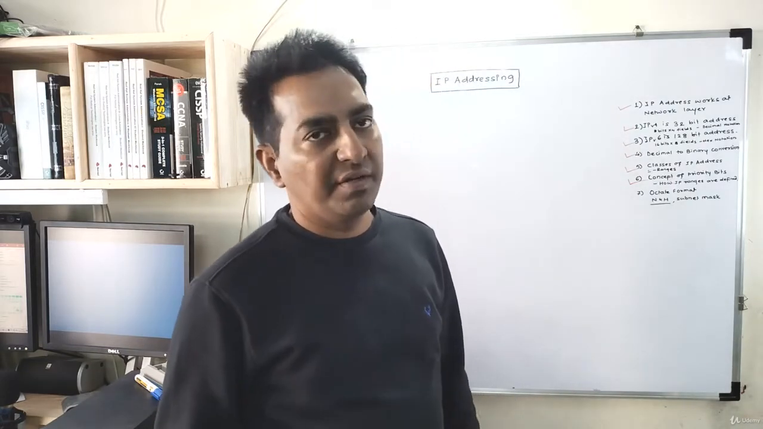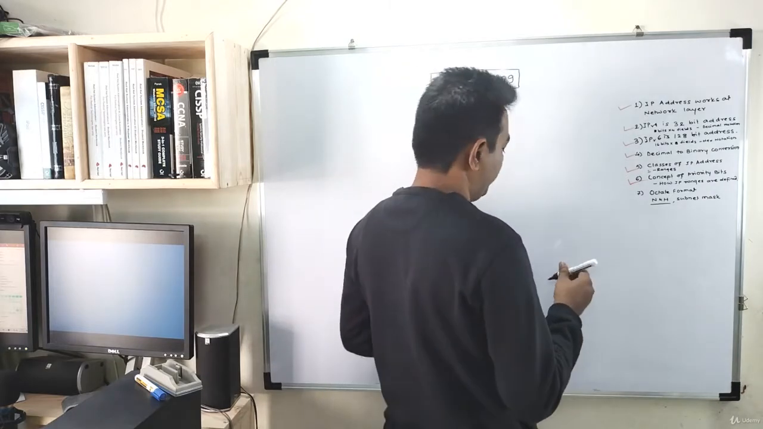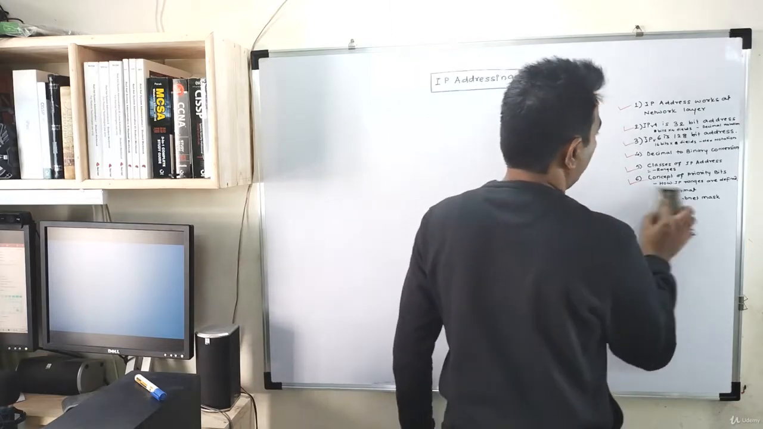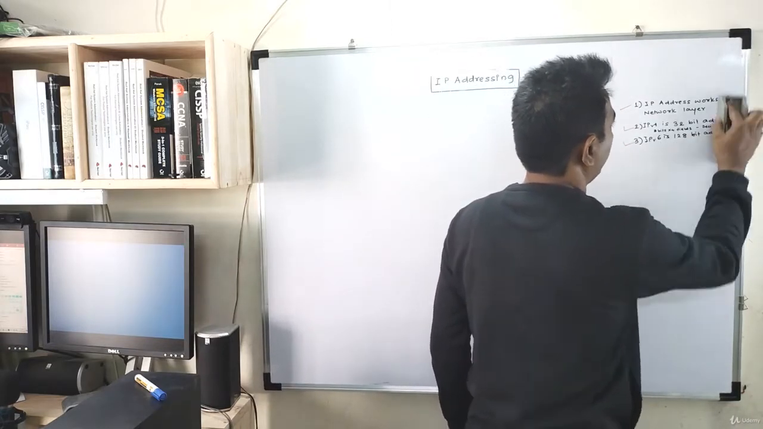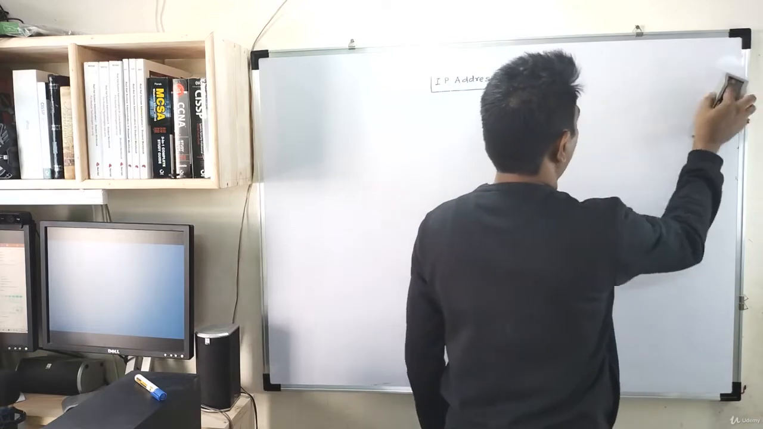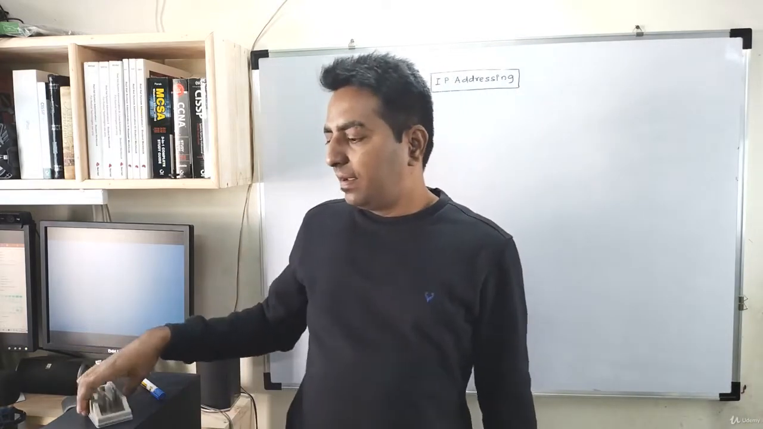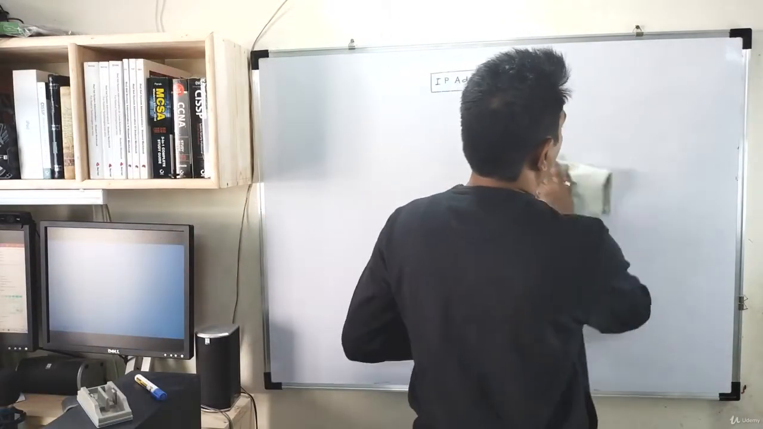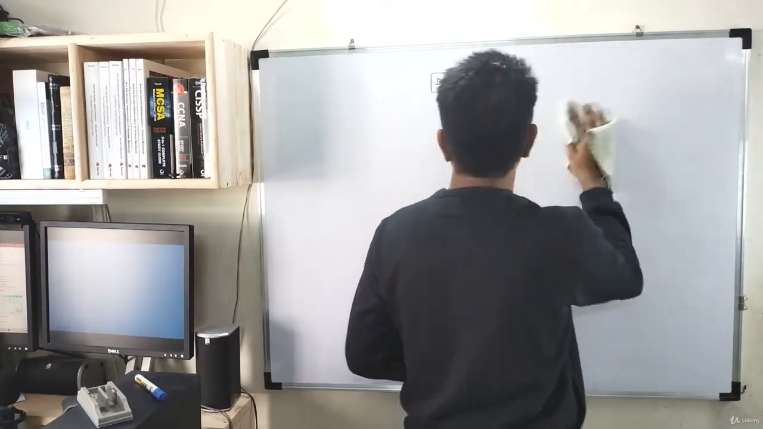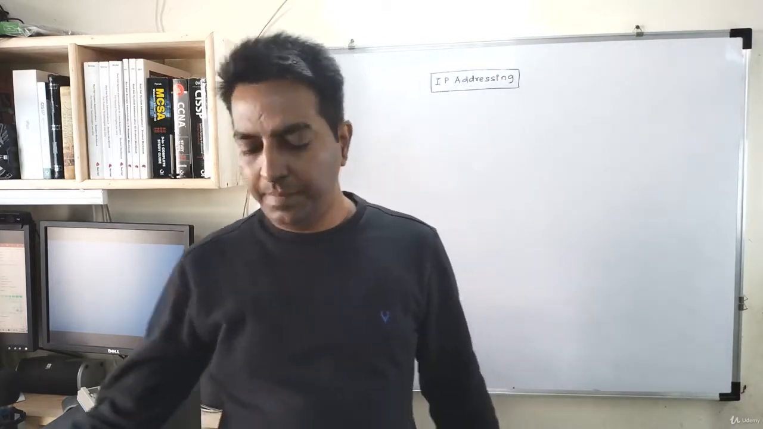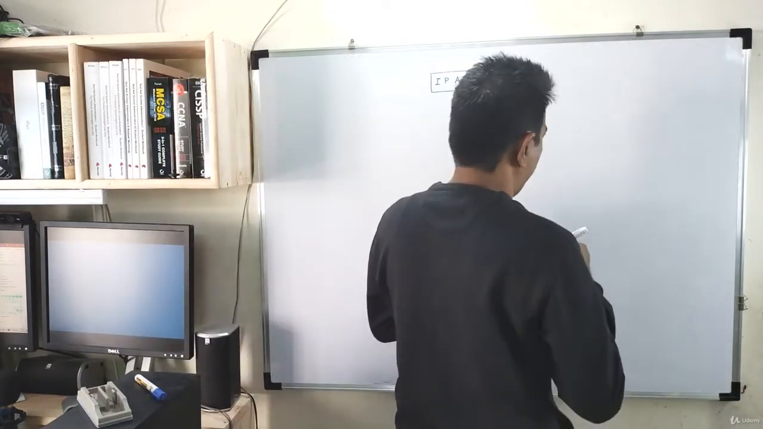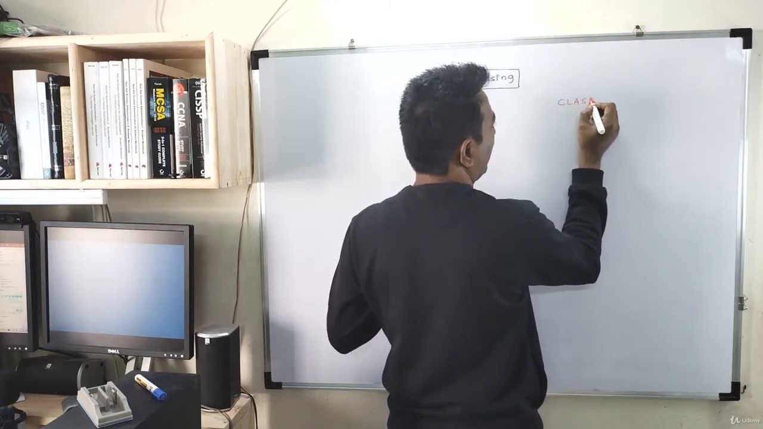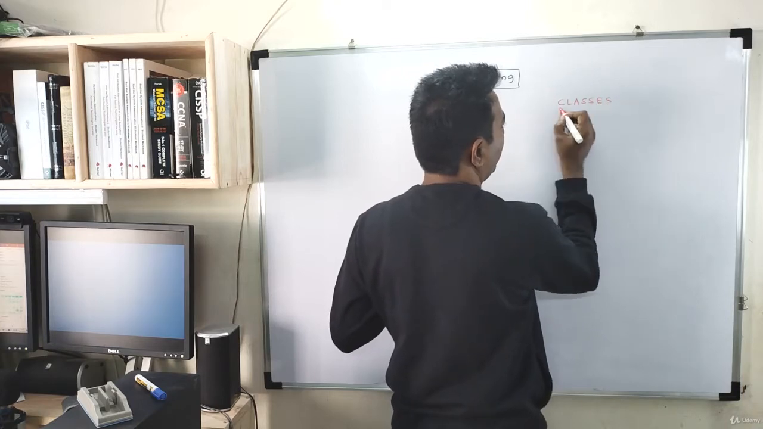Now let us try to understand how these class ranges are defined. Let me wipe out this section and put the range of IP addresses there. Let me clean it properly so that you can see it better. So friends, in the last session we have seen different classes of an IP address.